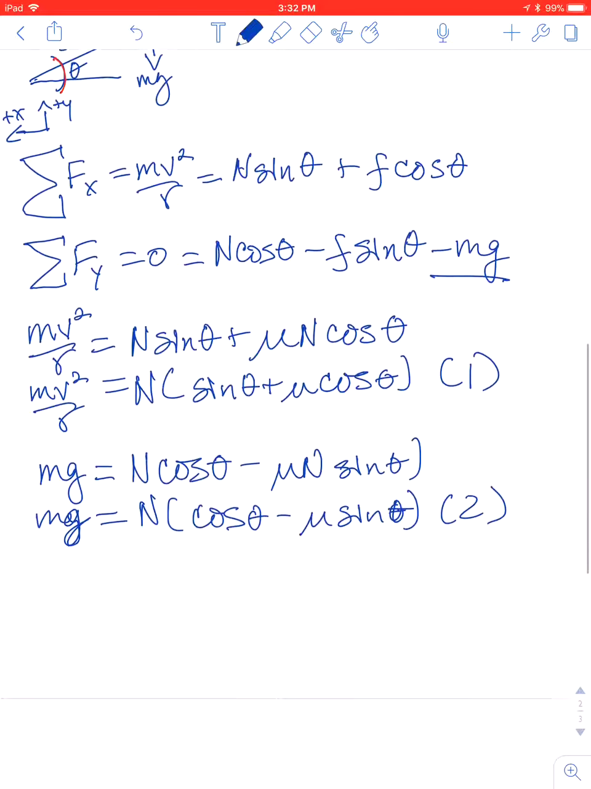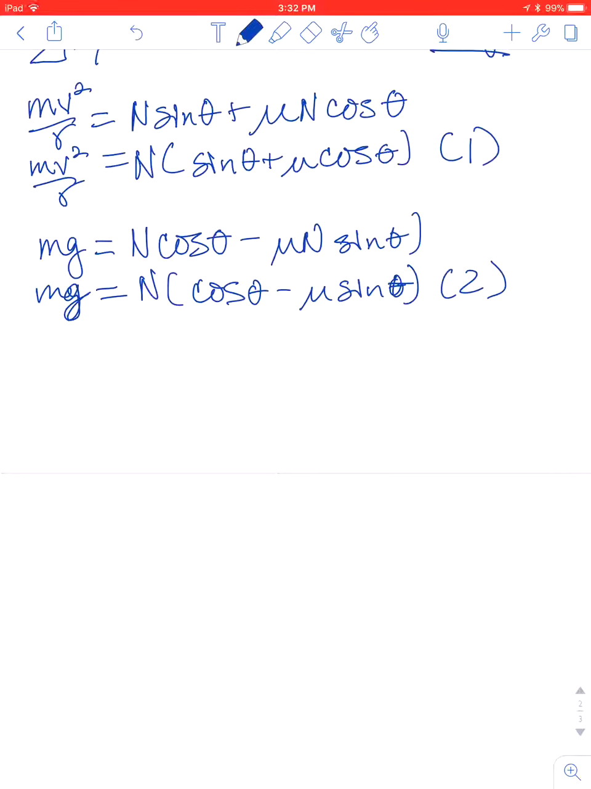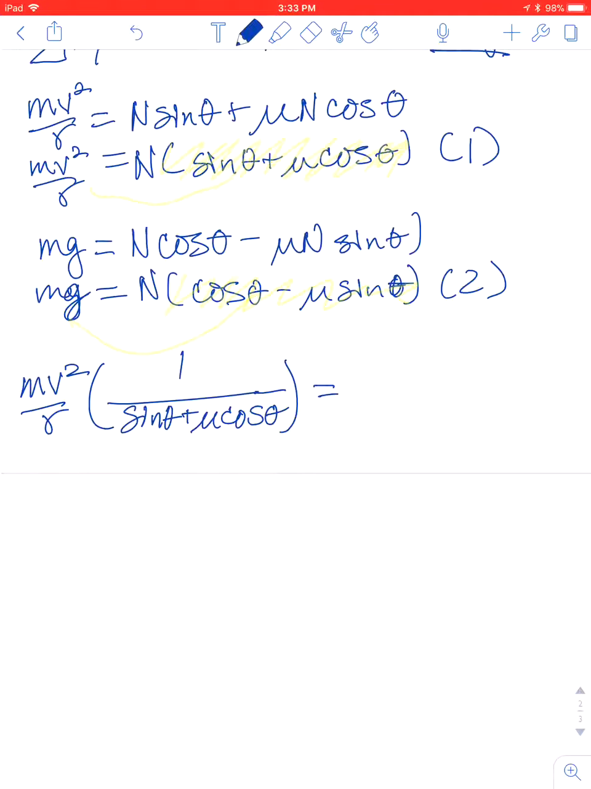And in both cases, what I'm going to do is solve for normal. So the first thing I'm going to do is move this expression over to that side, and then I'm going to move this expression over to that side. So let's see if I can do that without messing it up. So mv squared over r times 1 over sine of theta plus mu cosine of theta. That's not too bad. And do the same thing with equation 2: mg times 1 over cosine of theta minus mu sine of theta. Hang on, my parenthesis got a little ahead of me there, didn't it?